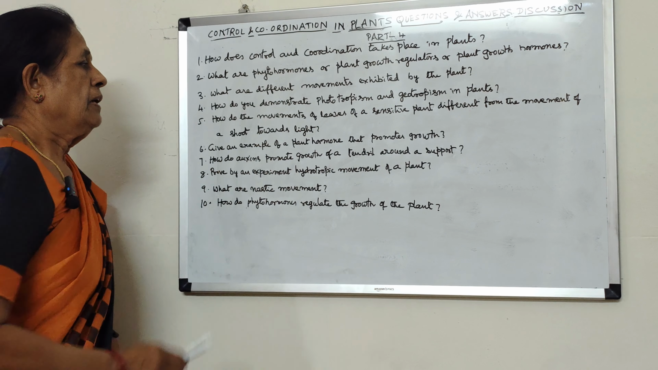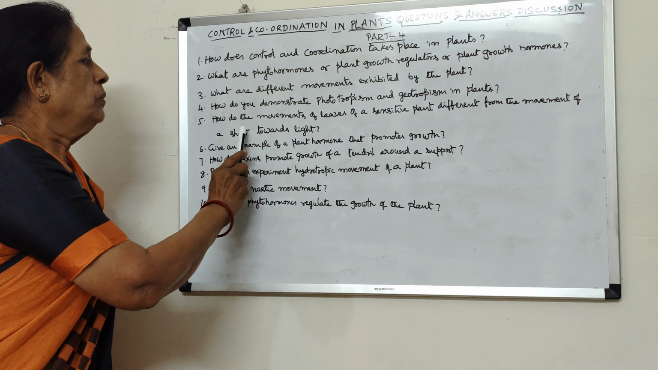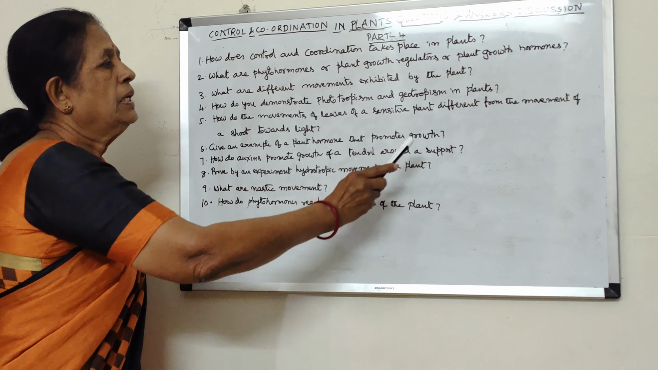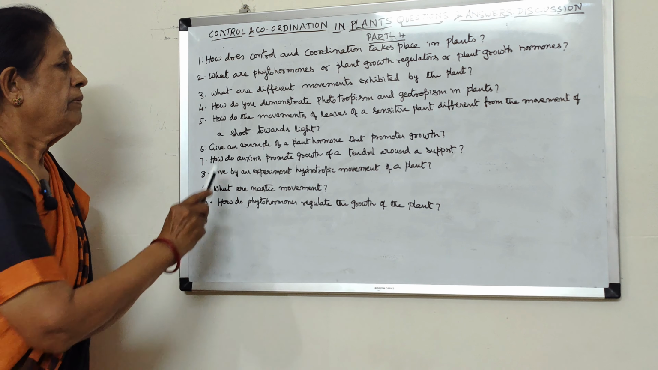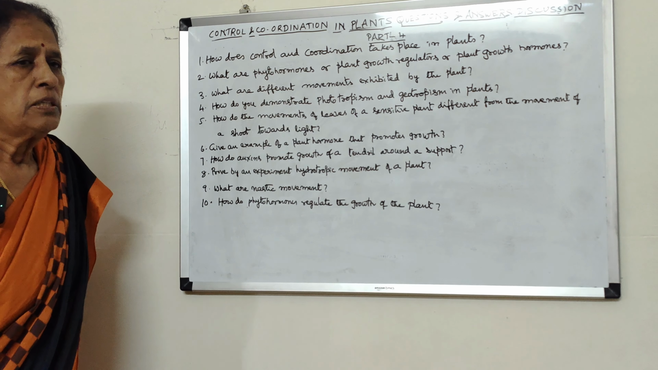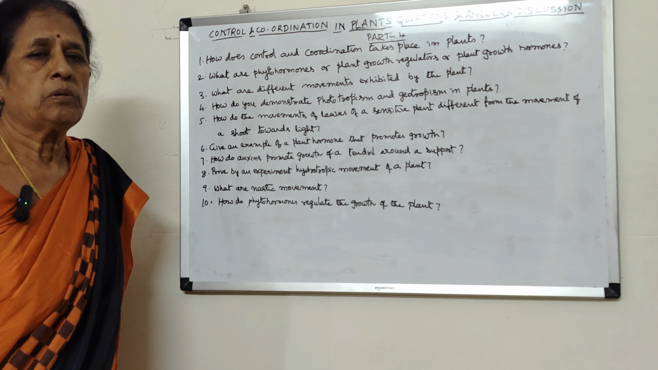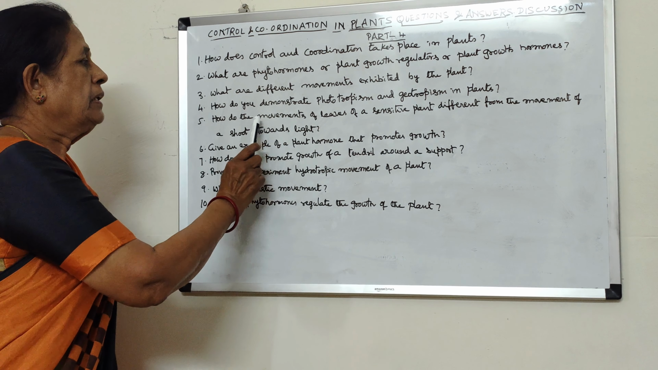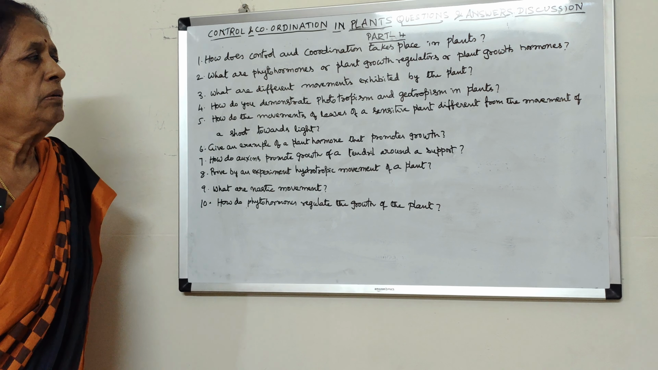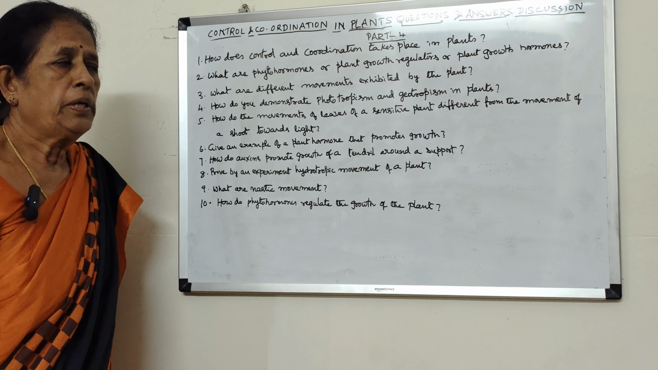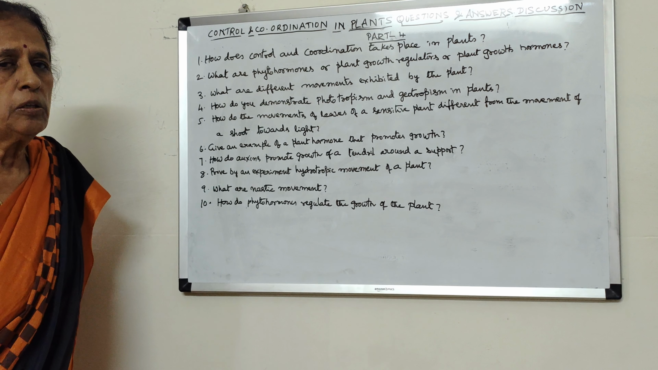Okay, that is the thing. How do the movements of leaves of a sensitive plant differ from the movement of a shoot towards light? Usually the shoots of plants always grow towards the light, but here, the movements of a sensitive leaf: if you touch the touch-me-not plant, Mimosa pudica, the leaves will close.